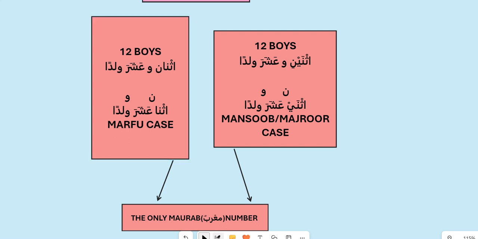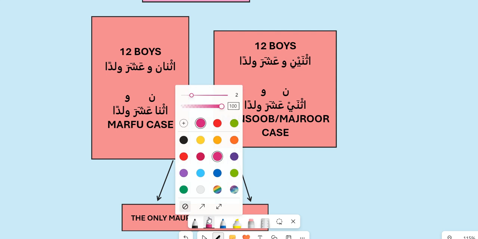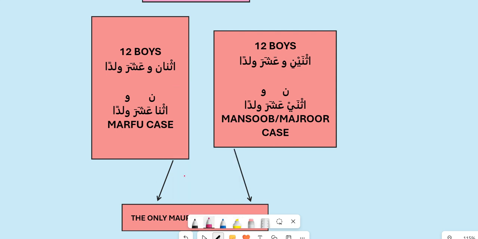The number ithnan comes with waw and noon. So the moment waw was taken out, even the noon was taken out. Both of these letters were taken out, deleted, and the moment they were deleted, now what remains? Ithna ashara waladan.